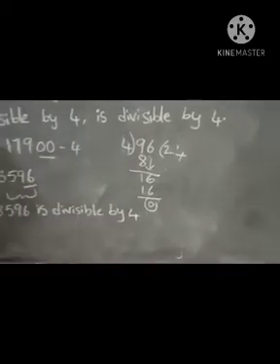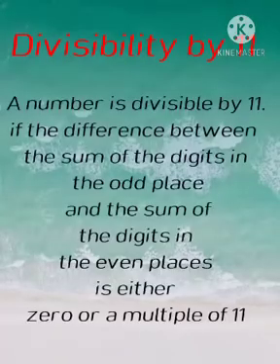Okay children, now see the next one, divisibility by 11. A number is divisible by 11 if the difference between the sum of the digits in the odd places and the sum of the digits in the even places is either 0 or a multiple of 11. Here we have to calculate the sum of the odd places and sum of the even places. Again we have to do the difference. Difference means subtraction. First we have to add the sum of the odd places and sum of the even places. Afterwards we have to subtract.